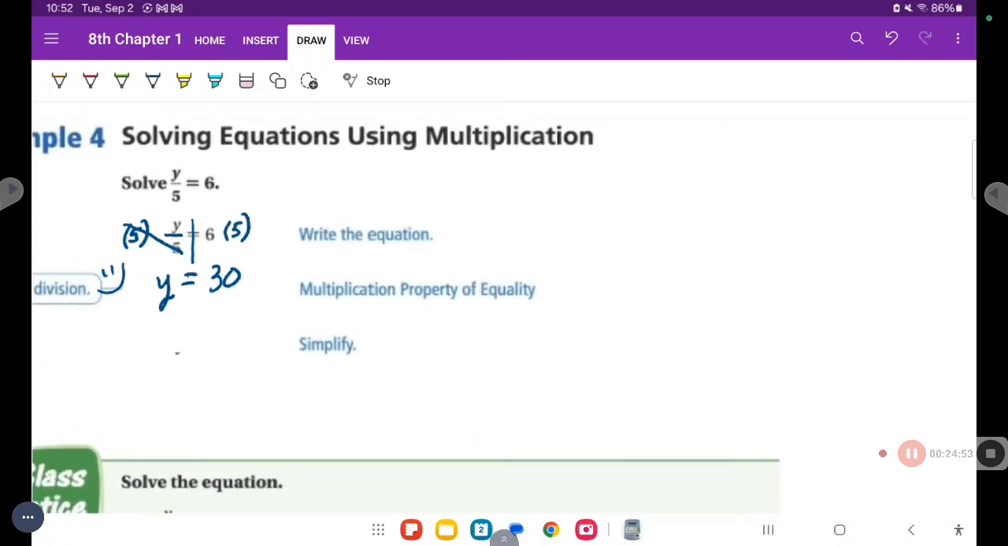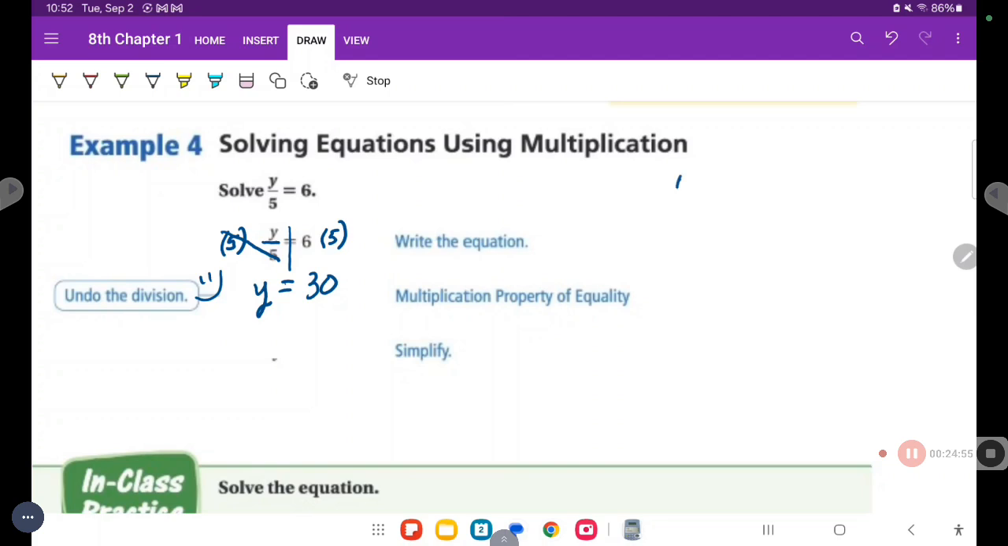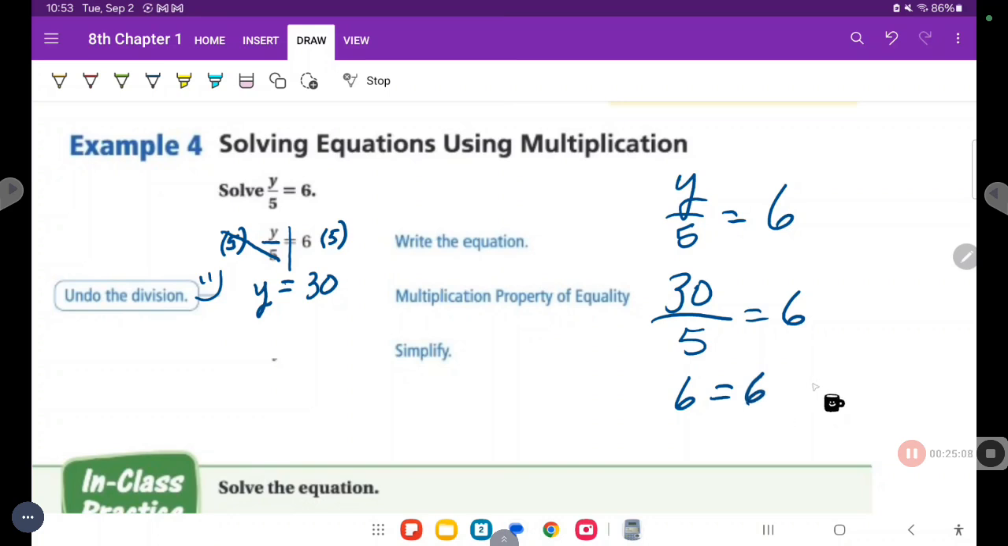Let's check it anyway. So we're going to have y. The problem is y over 5 equals 6. So we're going to take the y out and put 30 in its place. What is 30 divided by 5? 6. Are those equal? Yes. Check it. It's equal.